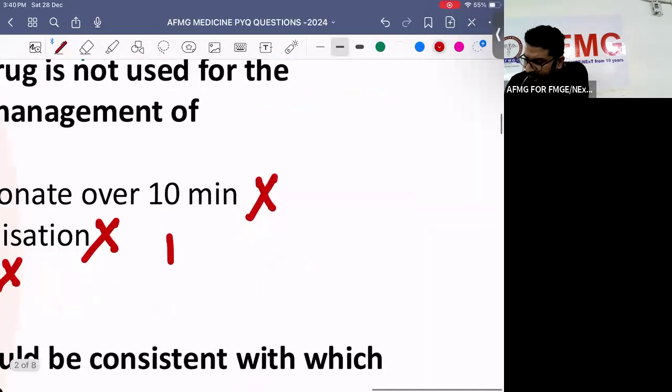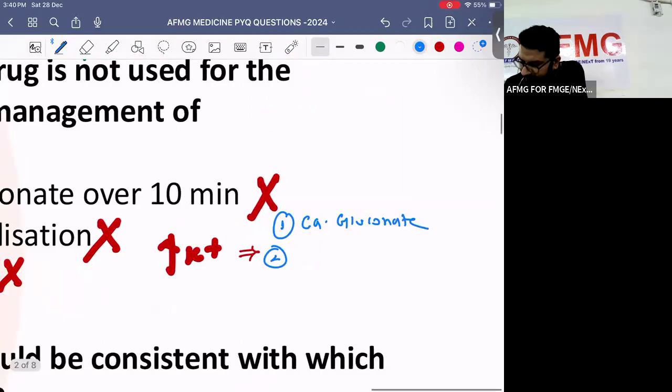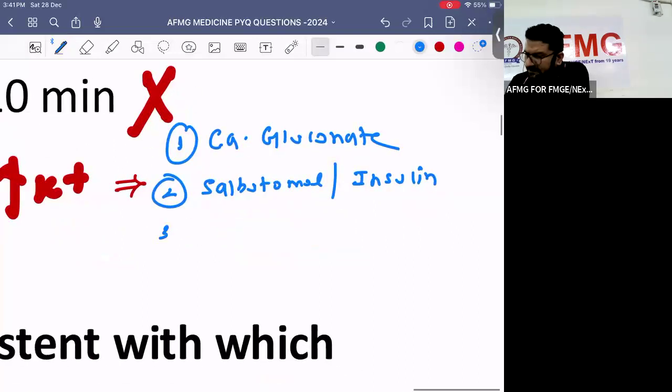So in hyperkalemia, what do we give? I'm writing here. Suppose you have a patient who has hyperkalemia, so what all drugs do we give? The first thing we give is calcium gluconate. Second, we give salbutamol and insulin. They both have similar action. They will send potassium back to cells. What else do we give?